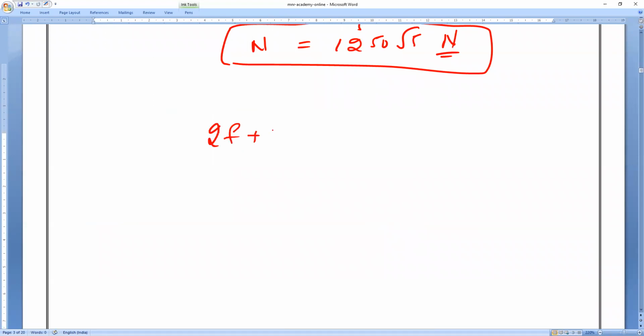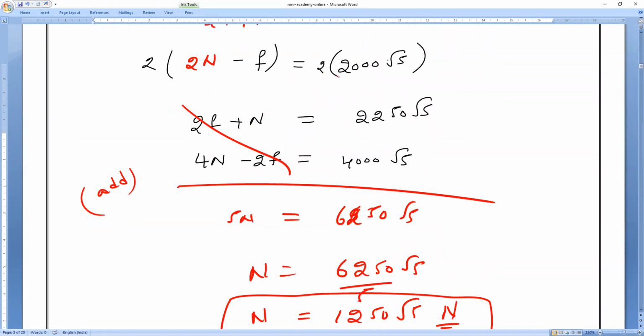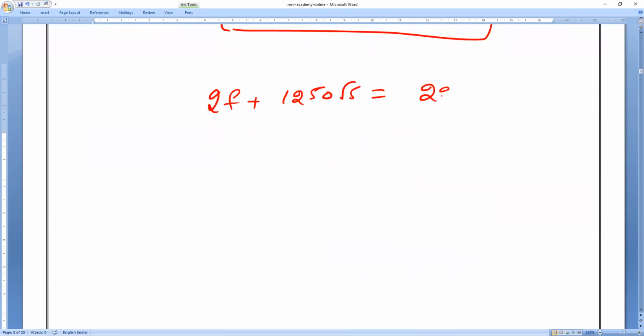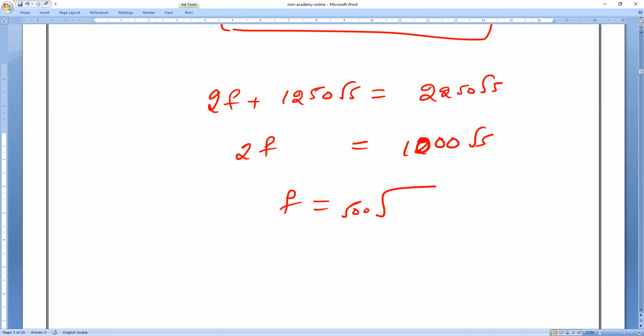So 2f plus n, with n as 1250 root 5, which is equal to 2250. Subtracting, I'll get 2f equals 1000 root 5. So f is equal to 500 root 5 newtons.